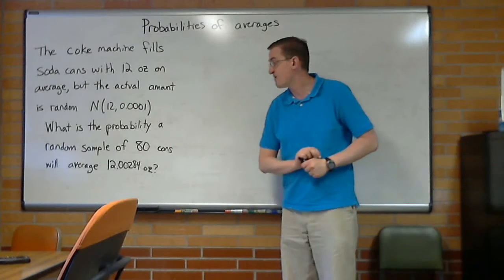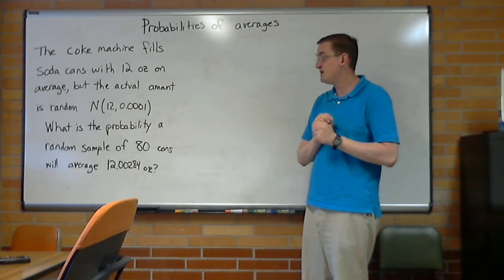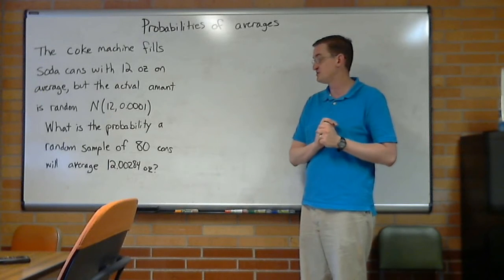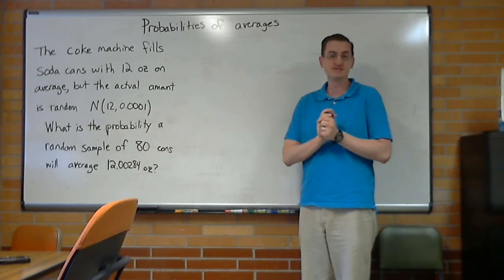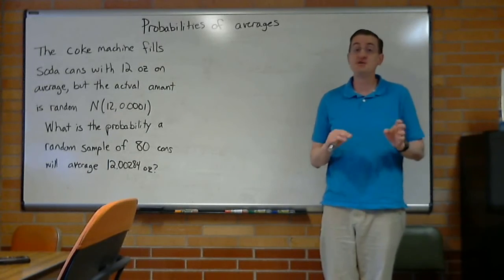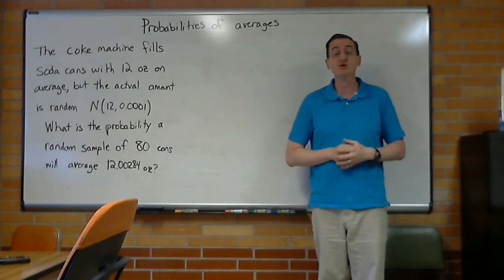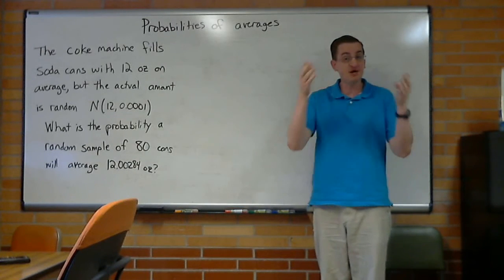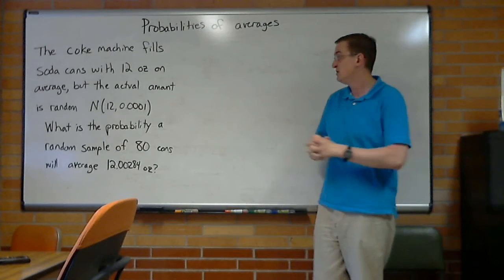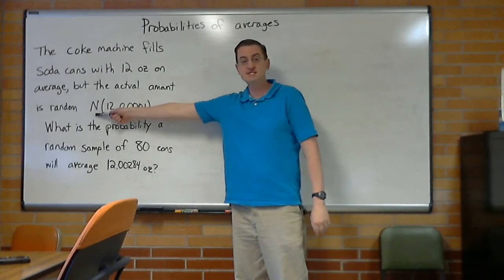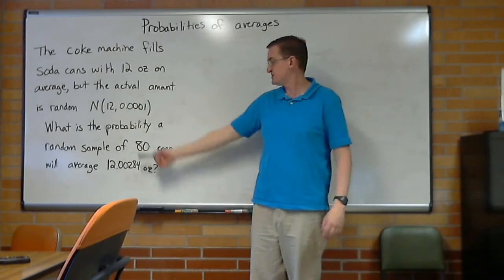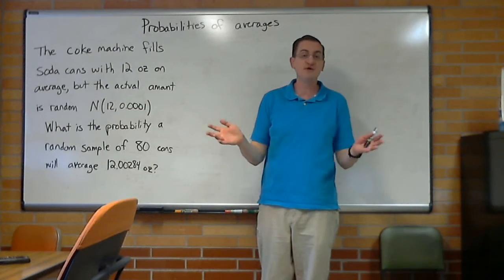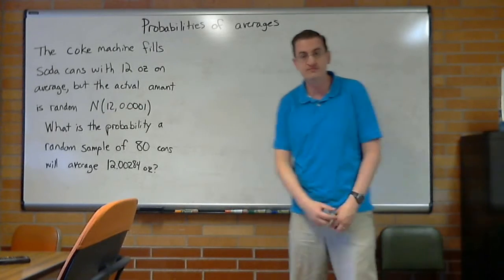Our question is, what's the probability that a random sample of 80 cans will average 12.00284 ounces? Your first step is going to be you want to draw a picture. But we're going to ask ourselves, can I draw a normal distribution? Well, yes, it says it's normal. But even if it didn't say it's normal, you've got more than 30. You're double covered. So absolutely, we can draw a normal distribution.